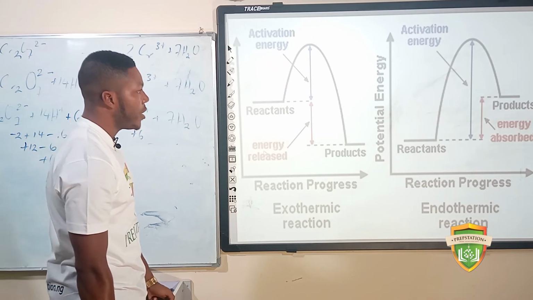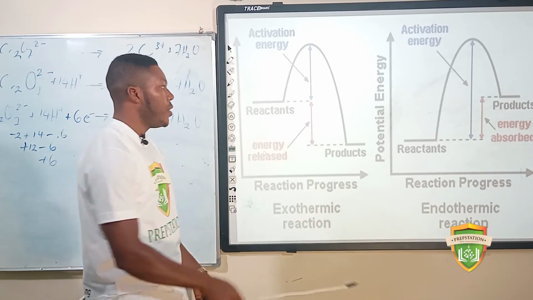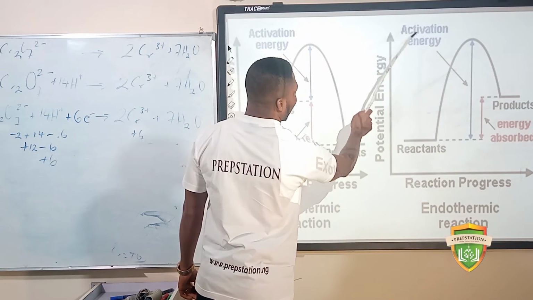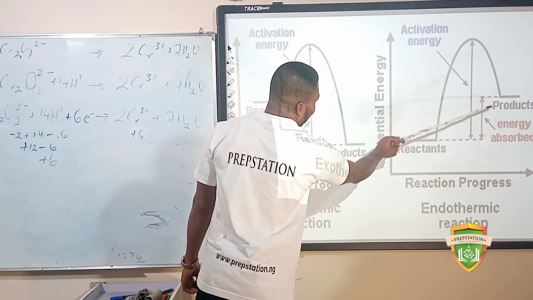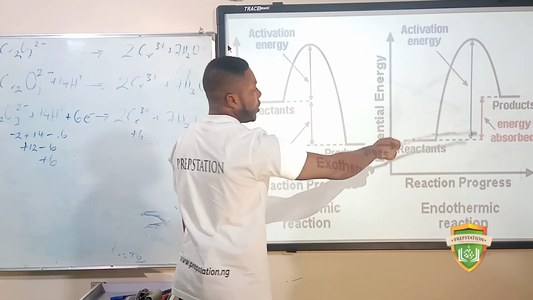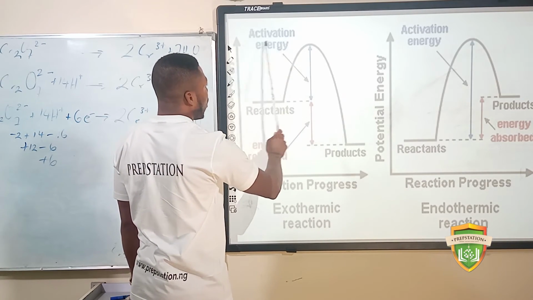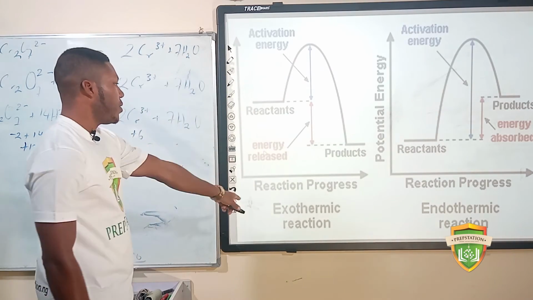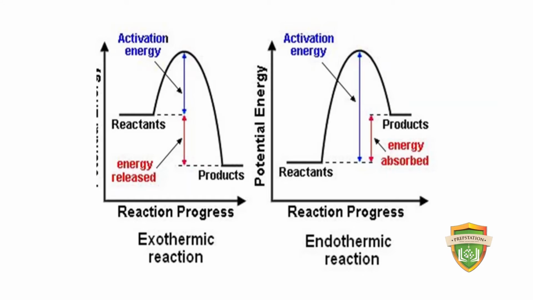Now for the endothermic reaction, energy is taken from the environment into the system. So from the reactant to the product, from this point to this point is called activation energy. Now the change between products and reactants is called enthalpy change, which is energy absorbed. Then from here we call it the activation complex. These are the profiles of the exothermic reaction and the endothermic reaction.